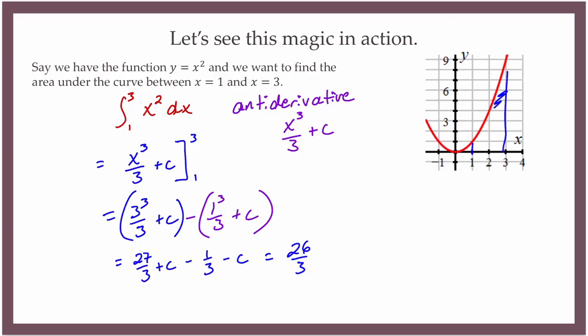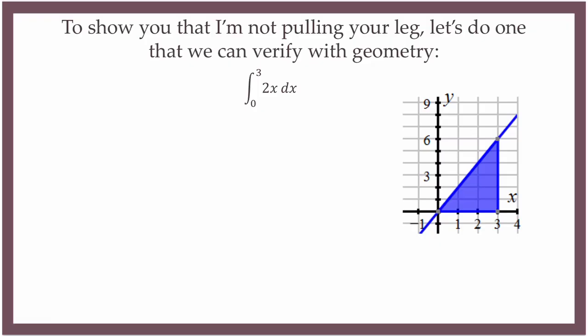which is kind of crazy. To show you that I'm not pulling your leg, let's do one that we can verify with geometry. We're going to do the integral from 0 to 3 of just 2x dx. So y equals 2x, of course, that's a line whose y-intercept is 0 and whose slope is 2. You can see that line right there. And we're bounded from 0 to 3. So you can see that when you drop that boundary in and shade it in, you just have a triangle.